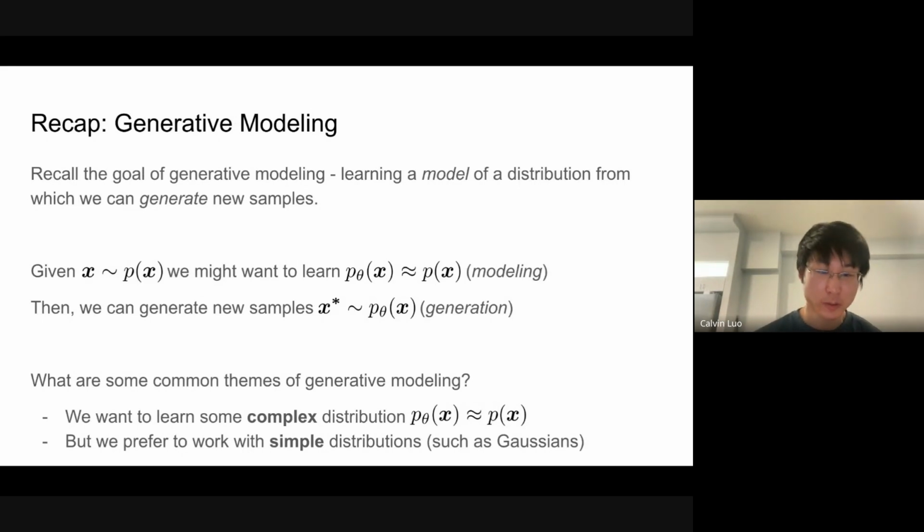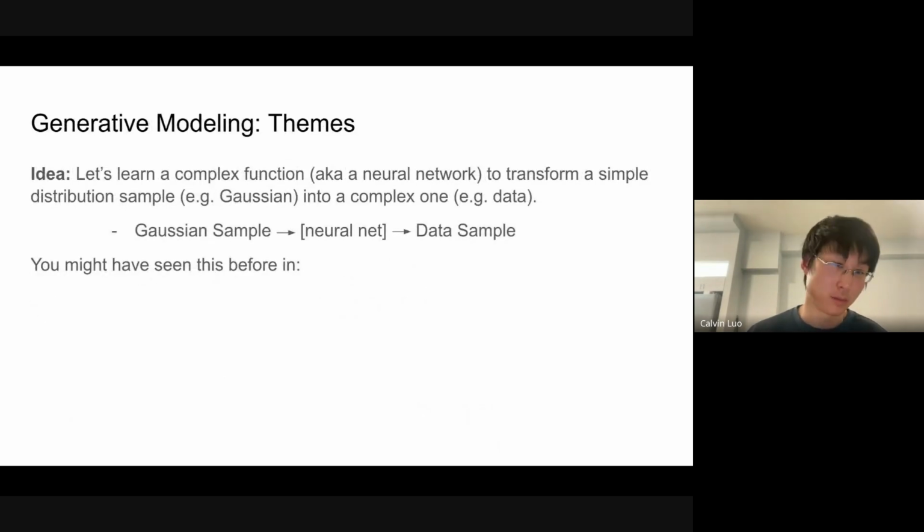And what are some common themes of generative modeling? Well, we want to learn some complex distribution, p_theta(x) approximates p(x), but we prefer to work with simple distributions such as Gaussians. Gaussians are nice because we can compute their likelihoods, we can generate samples really cheaply and efficiently, we can integrate over them, and we know all their properties. So we like working with simple distributions like Gaussians, but we want to learn to model and sample from some complex distribution. So a very common idea that you might have seen is, let's just learn a complex function, for example a neural network, that transforms a simple distribution sample, like a Gaussian, into a complex one.